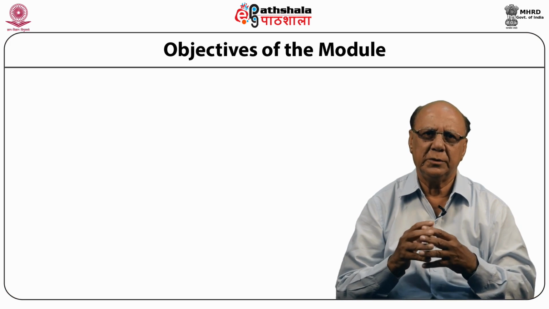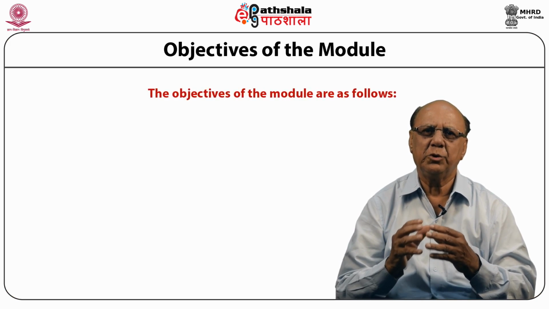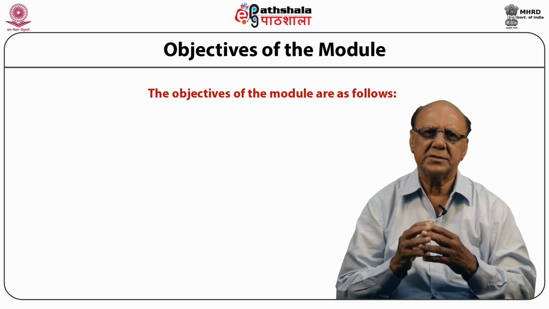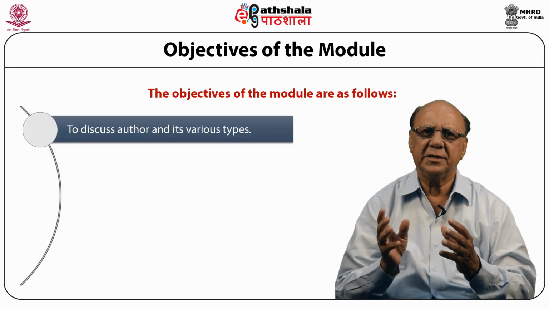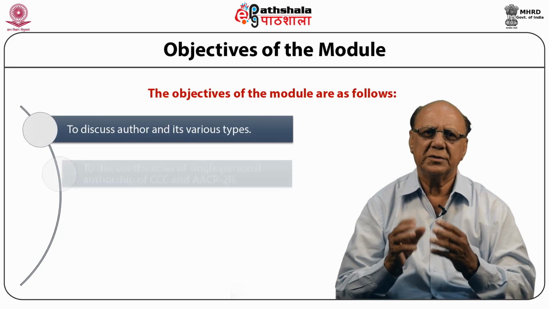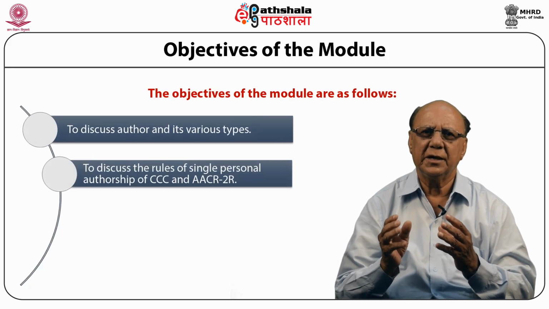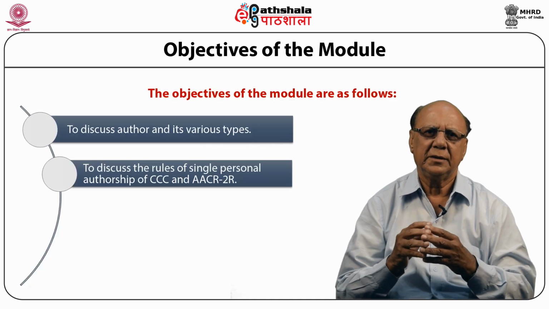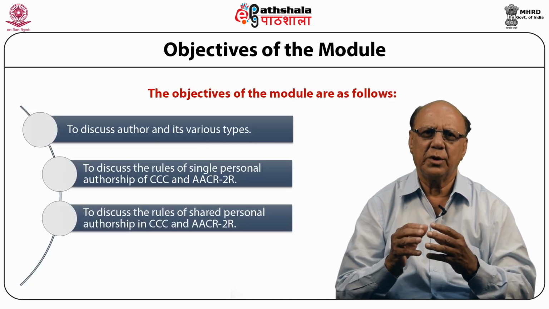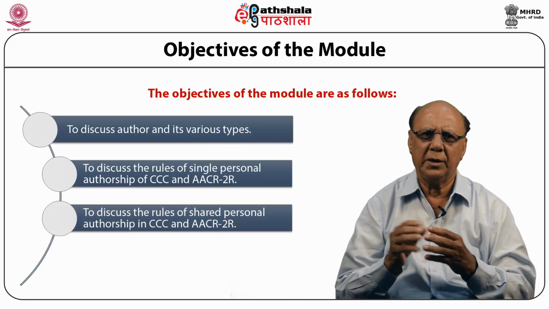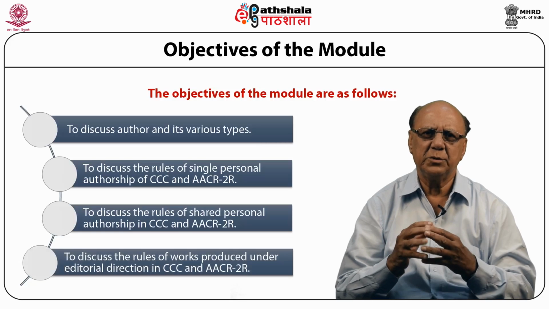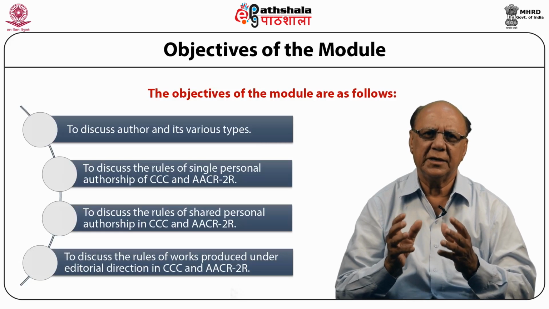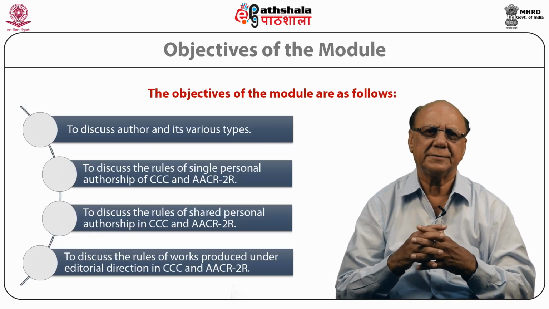Objectives of the module. The objectives of the module are as follows. First, to discuss author and its various types. Second, to discuss the rules of single personal authorship of CCC and AACR-2R. Third, to discuss the rules of shared personal authorship in CCC and AACR-2R. Fourth, to discuss the rules of works produced under editorial direction in CCC and AACR-2R.